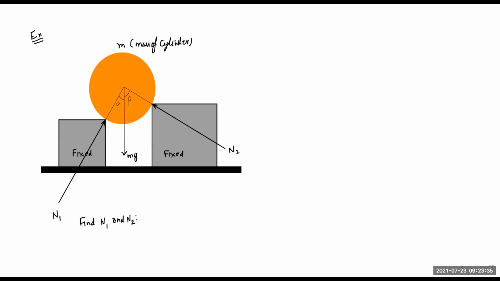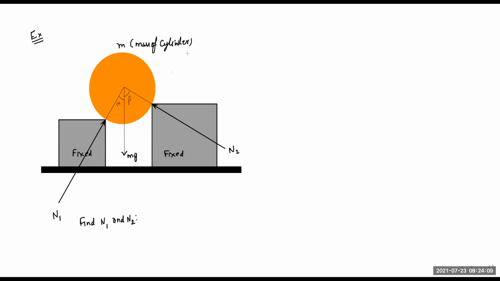Okay, sir. Because mg itself is the third force, so I took it as N3. No, how can you take N3? That's not even present. The gravity is applied by the Earth, so there is no contact here. Okay, so you have to be careful because what you're trying to do is replicate the previous problem.